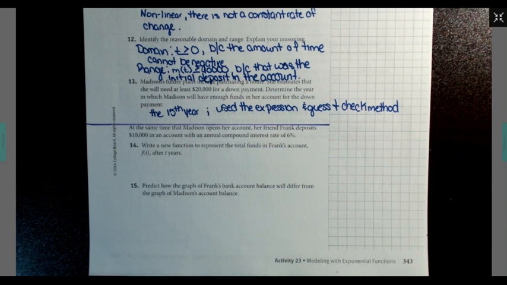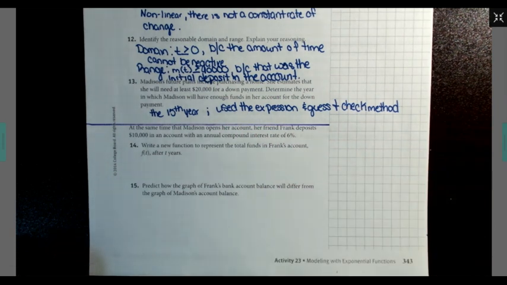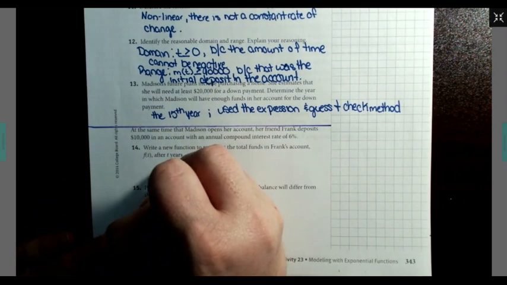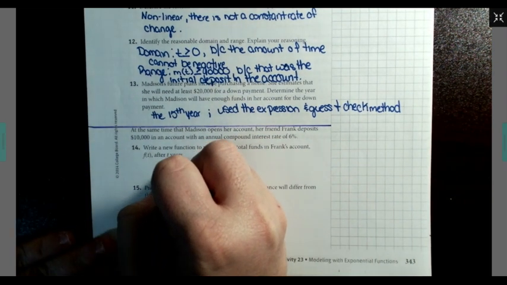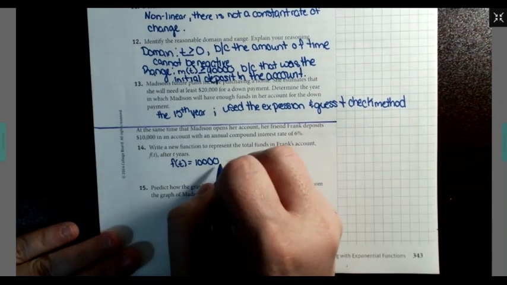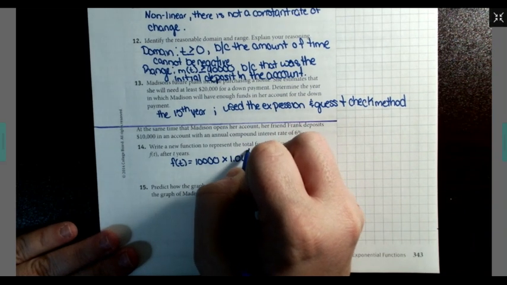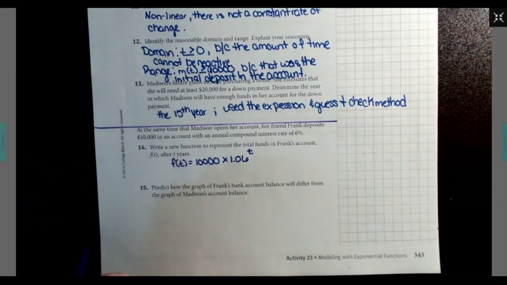To represent the total funds in Frank's account, f of t, after t years. So hers was written as 1.05 to represent her 5% interest rate. His will probably be written as f of t equals 10,000 because he deposits the same amount, but his interest rate is 1.06 and it's going to be raised to the t power.